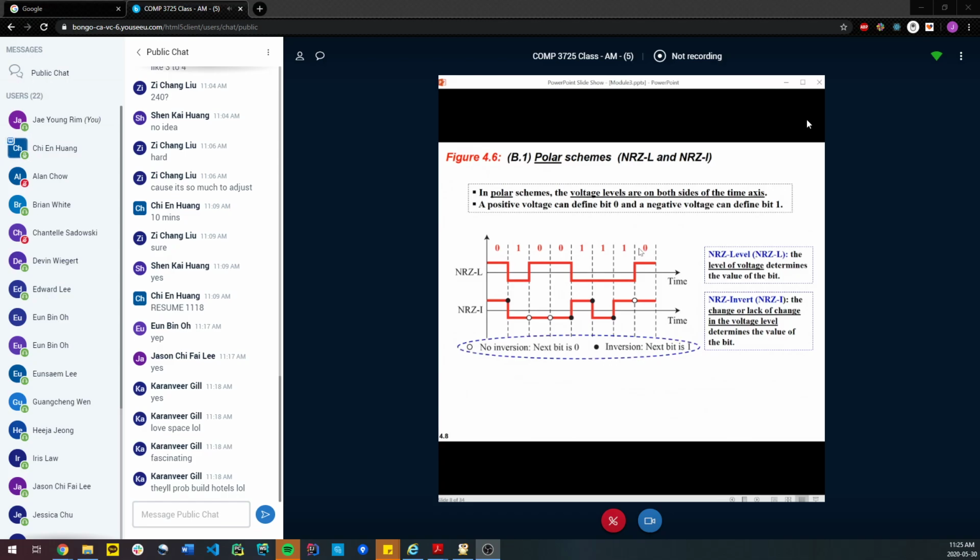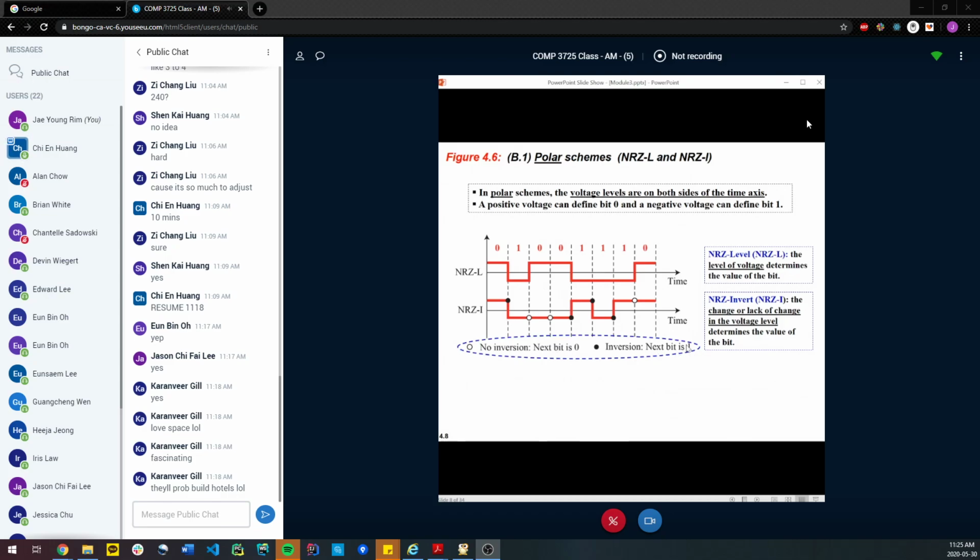Okay? Where by definition it just says this, right? The change or lack of change in the voltage level determines the bit value. So for example, if I'm going to now go 0, 1, 0, 0, 1, 1, 1, 0, same as before, I go high, low, low, low, high, low, high, high. So take a look at the scheme for now. Okay, and obviously that's the definition, right? It says that if the next bit is 0, then you do not do inversion. If the next bit is a 1, you do some inversions.